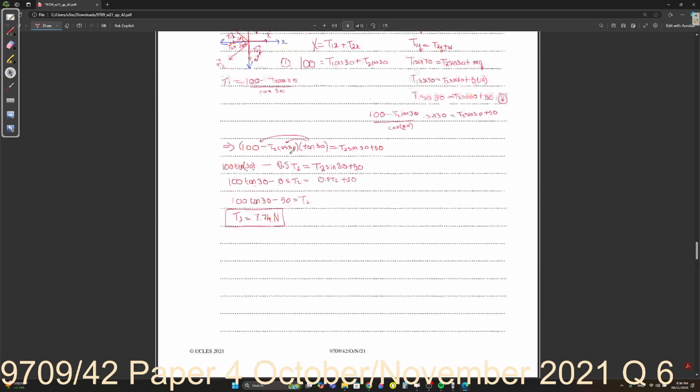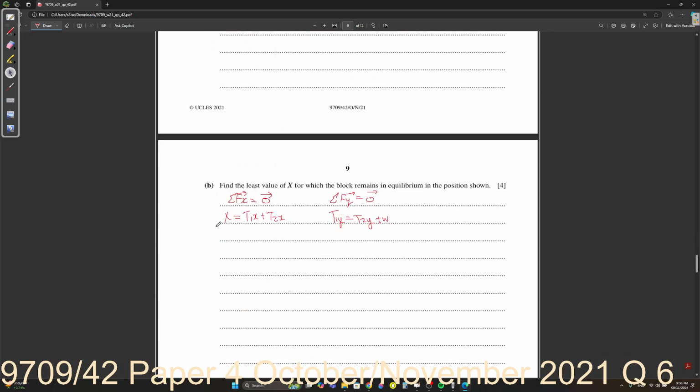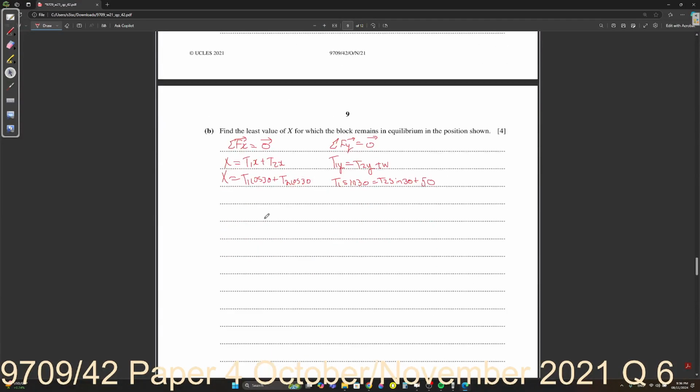Okay, and we said that x is equal to T1x, which we said was T1 cosine 30, plus T2x, which was T2 cosine 30. Over here, T1y was T1 sine 30, which is equal to T2 sine 30 plus the weight, which we found was 50. Okay, so we got these.